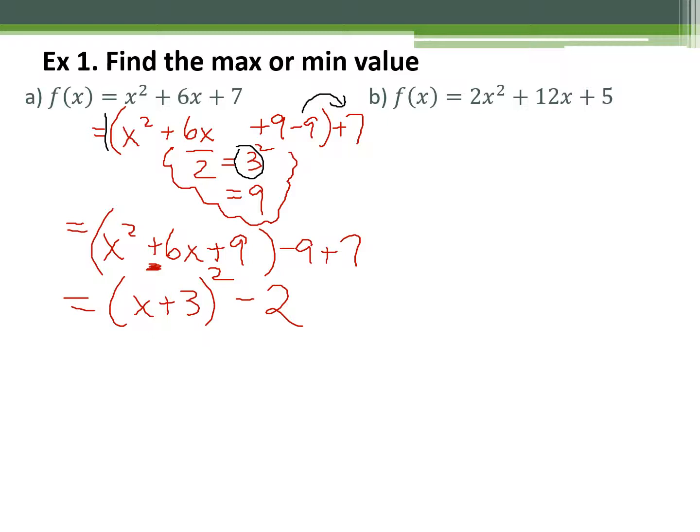Now we have to find the max or min value. First of all, does this parabola open up or down? Based off the a value, this parabola opens up. That means it makes a minimum. So we're going to say minimum at, and your minimum value is the y coordinate of your vertex, y equals negative 2.